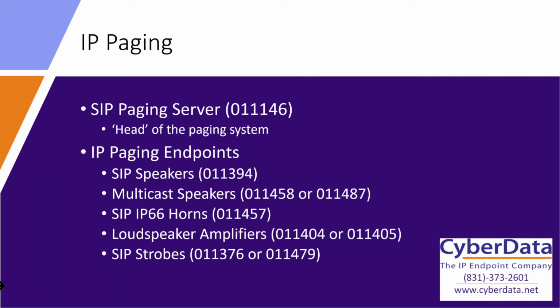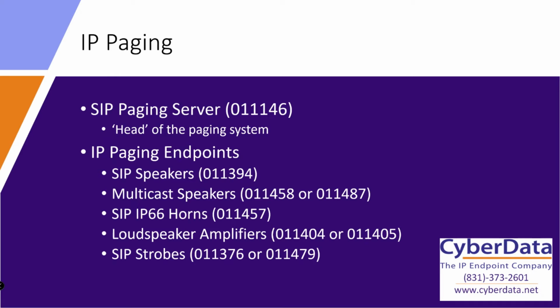And these are a lot of the endpoints that we covered in the prior slide for our hybrid solution, but there are also a couple of others in here, mainly our loudspeaker amplifier combination, which is either part number 011404 or part number 011405, either for the PoE-based variant or the AC power variant, as well as our SIP strobes, either part number 011376 or part number 011479 for the indoor-outdoor variant.